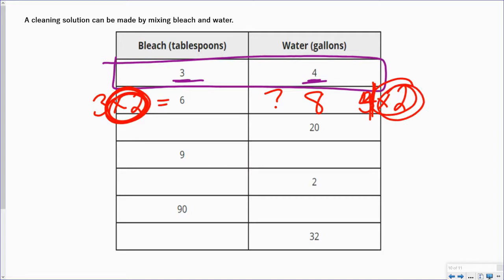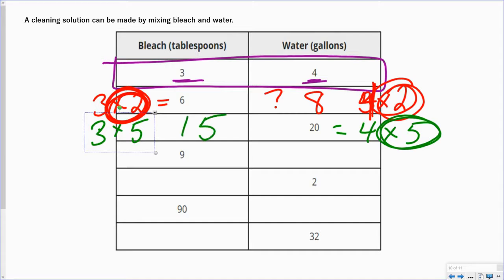Now I have 20 underneath my gallons of water. And I know that 4 times 5 gives me 20. So if I multiply by 5 here, that means I have to take 3 and multiply by 5 here, and that gives me 15 tablespoons of bleach.